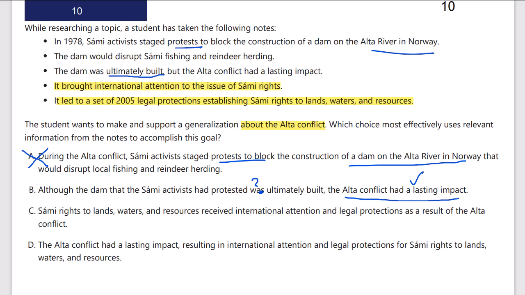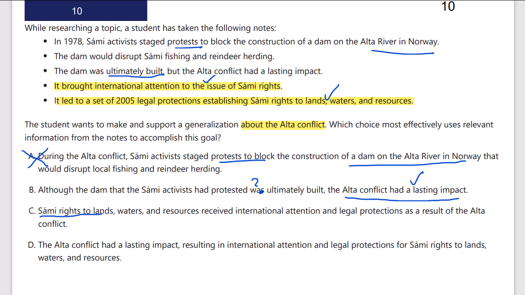C, Sami rights to lands, waters, and resources received international attention and legal protections as a result of the Alta conflict. Well, yeah, they received attention and legal protections for the land, water, and resources. Sami rights to lands. Okay, this is specific. That's not actually a generalization. Sami rights to lands. It seems specific. Let's go on to D.